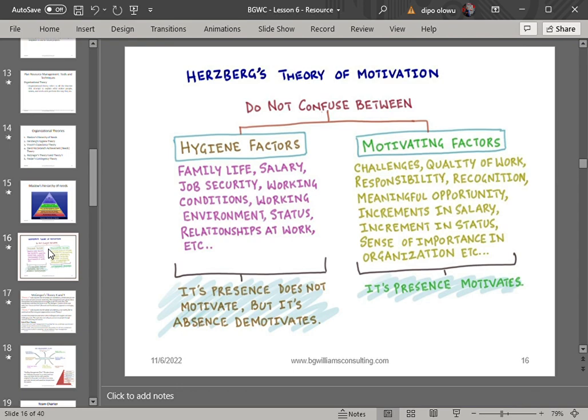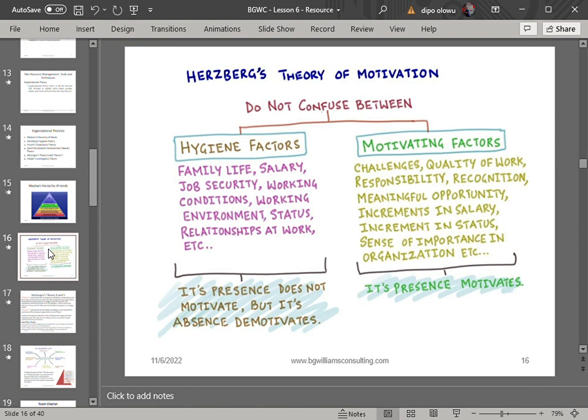All right. There are some things that ordinarily should be in your place of work. If it is not in your place of work, it doesn't motivate you, but the fact that it's not there is enough to demotivate you. That is what a hygiene factor is. For example, in your office, let's say you're supposed to have AC. It's supposed to be a standard in your office. But the fact that you do not have AC, is it going to motivate you to do work or not? No. But the fact that AC is not even in the office is still enough to discourage you, or what? Demotivate you.